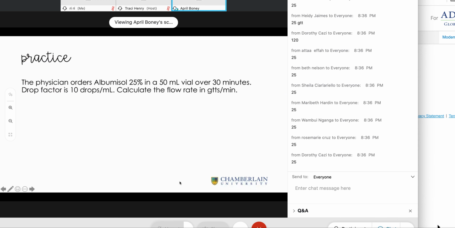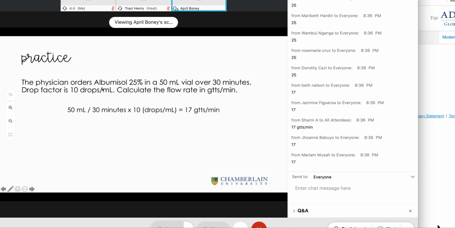Okay, let's look at another one. So here we have 50 milliliters total volume over 30 minutes. Well, now we don't have to convert it. Minutes. That matches. That's perfect. So now we're going to do 50 milliliters divided by 30 minutes times our drop factor, which is 10, gives us 17 drops per minute.